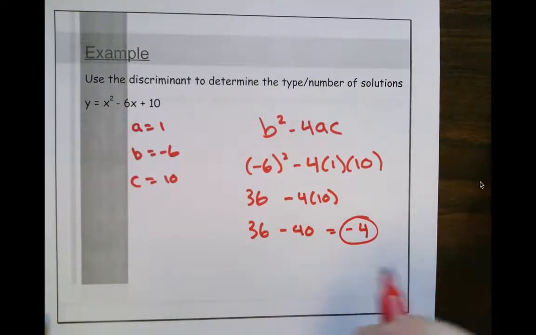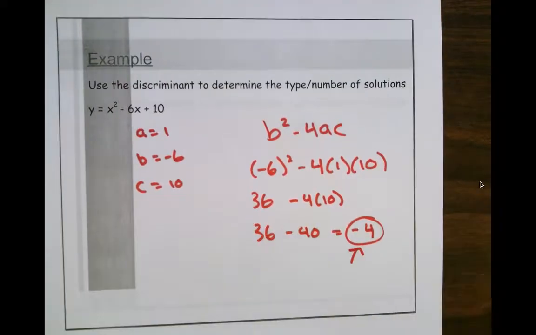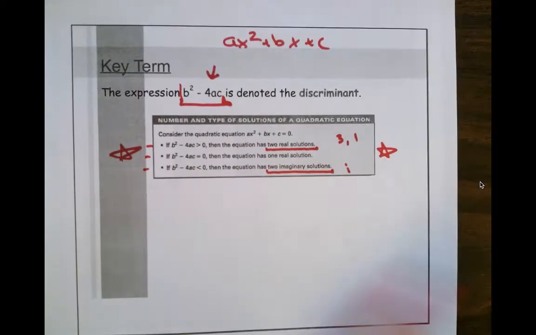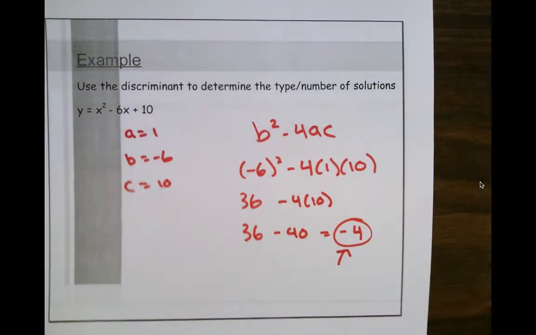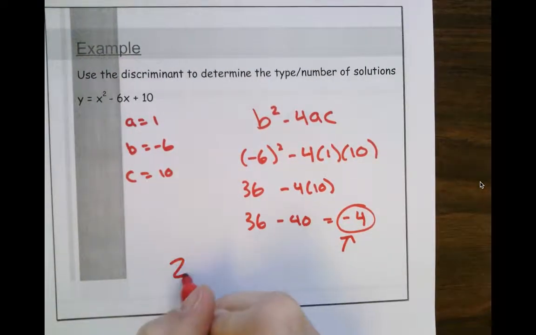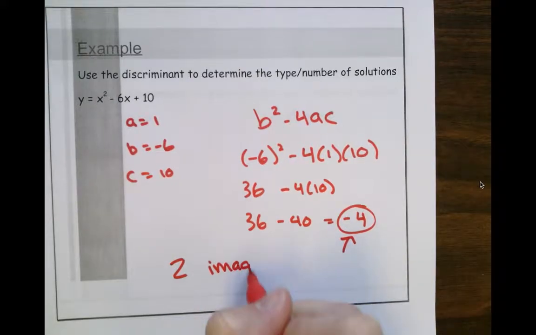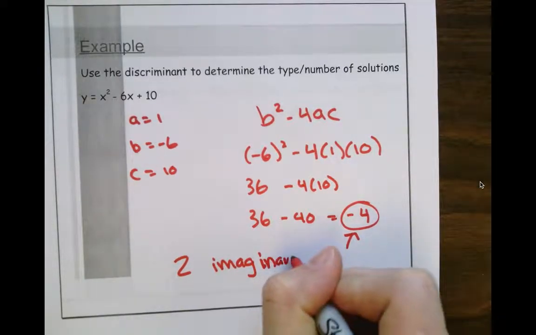Well, that's telling me it's going to fit into one of three categories. Either our discriminant value is going to be positive, it's going to be negative, or it's going to be equal to 0. If I look at this, this is negative. So what that's going to tell me, if it's negative, we're going to have two imaginary solutions. So, use the discriminant to determine the type and number of solutions. Well, all you're going to say is, I know I'm going to have two imaginary solutions.